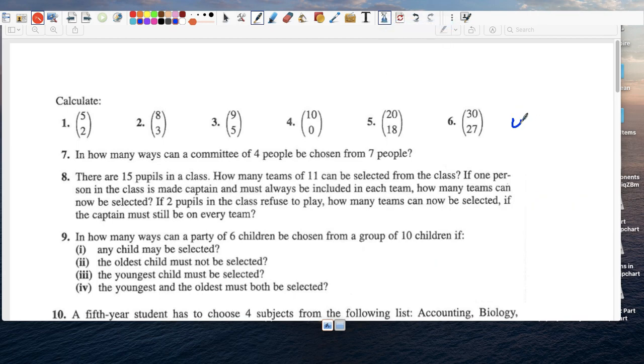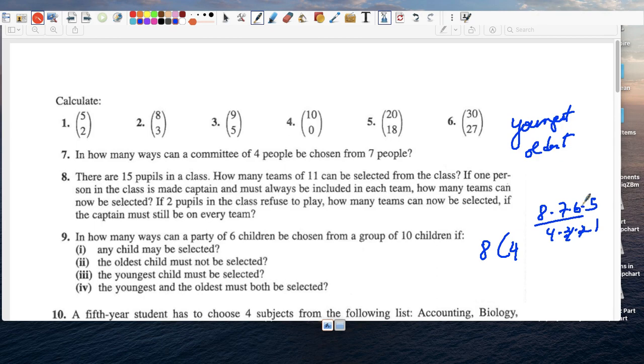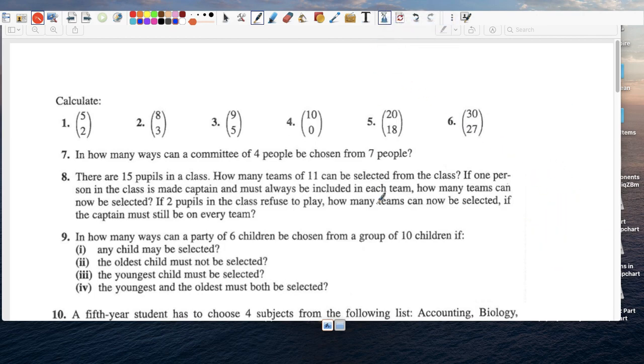If the youngest and the oldest must be selected, youngest and the oldest, right? So our party now, when you select 2, our party is now made up of 8 children. And we need to select the remaining 4, because 2 of the spots have already been taken. So 8 times 7 times 6 times 5 over 4 times 3 times 2 times 1. So 2 and 3, get rid of the 6. The 4 and the 8 becomes 2. 5 times 7 is 35. Times 2, we have 70 different ways. Okay.